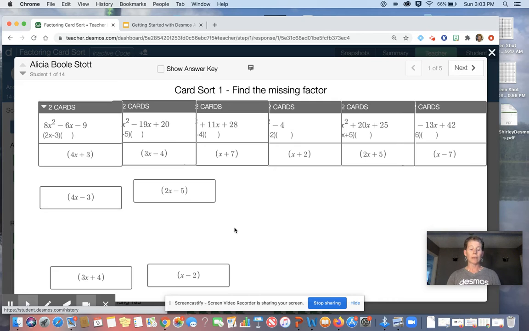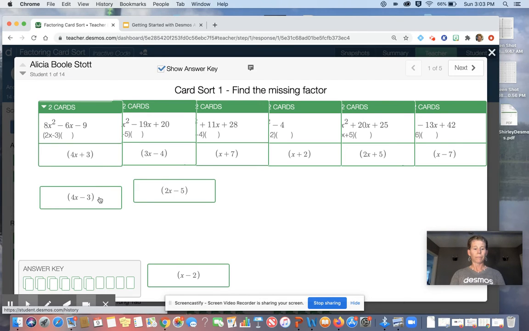One thing when I was making this is you can't have the same answer. So 2x minus 5, I could not have another card that was 2x minus 5 because the answer key won't work correctly. If I show this answer key, you can see the student had them all correct. So the goal is they're going to find the missing factor, and it pulls right apart and it clicks right together.